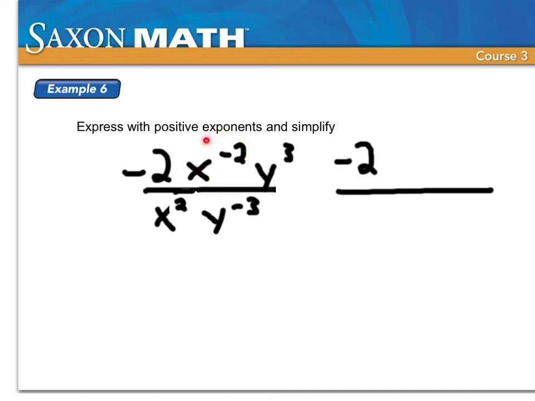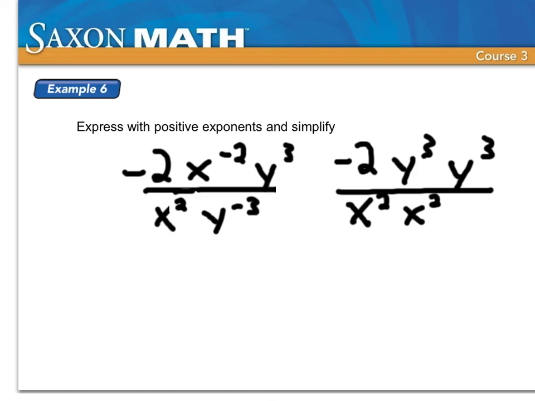This x to the negative second is going to go to the bottom and become x squared, a positive x squared. This y to the third is going to stay on top. Well then down on the bottom we have an x squared. This is already positive, so it stays on the bottom. It doesn't go anywhere. And this y to the negative third is a negative, so we have to switch it to the opposite side of the bar, so it's going to go up to the top because the exponent is negative. And of course, when we switch it to the opposite side, the exponent becomes positive.